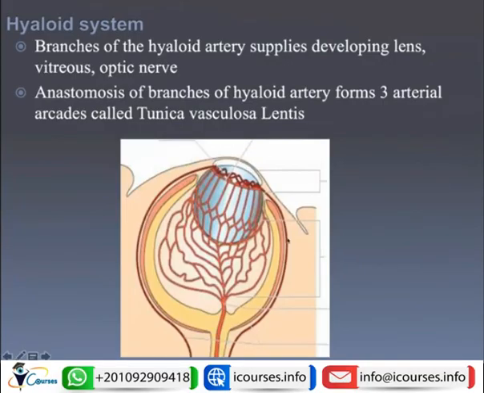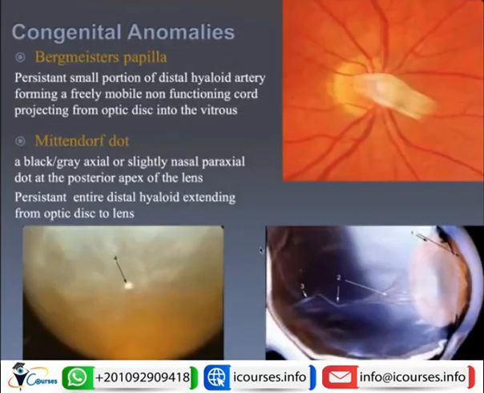This bag of arteries enclosing the lens is formed of three arterial arcades. So there will be three arterial arcades enclosing the lens, derived from the hyaloid artery, supporting the development and nourishment of the developing eye, the posterior segment of the eye from the vitreous toward the retina. This is by the hyaloid system, and this will later on undergo absorption and disappearance.